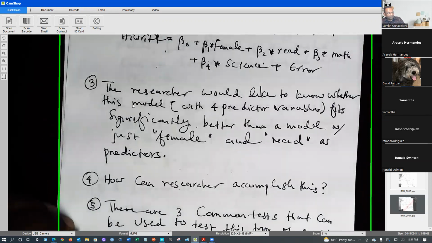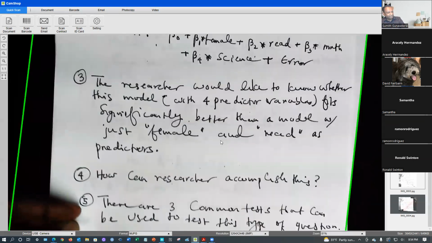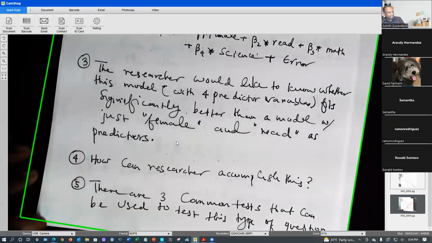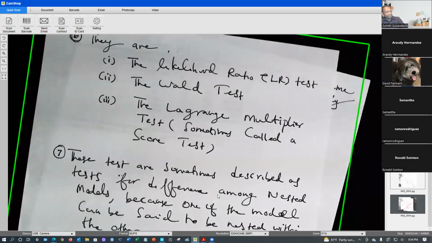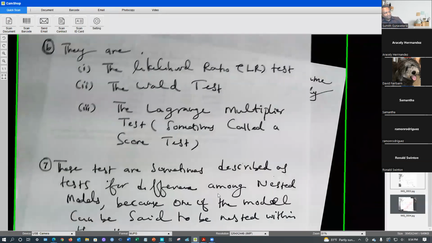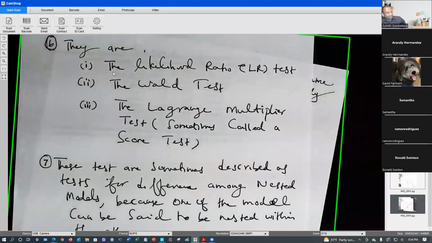Does this model fit significantly better than a model with that? Different models you can suggest. There are three common types of tests that can be used to test this type of question. What are those? The likelihood ratio test, the Wald test, and the Lagrange multiplier test, sometimes called the score test. When you run the logistic regression, it will produce the results for all these tests.